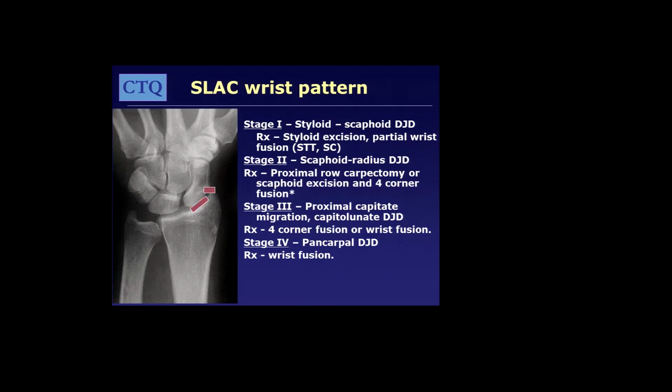Stage 3 is where you get proximal migration and degenerative changes in the articular surface of the capitate. Because that surface is now arthritic, you can no longer do a proximal row carpectomy, because if you did that, now you have an arthritic capitate head articulating on the radius, which is likely to generate ongoing pain. So whenever you have a stage 3, the choices are either excising the scaphoid and then fusing the four bones, or doing a total wrist fusion. Finally, the last stage, pancarpal arthritis. In those cases, fusion is the only way to address the symptoms.